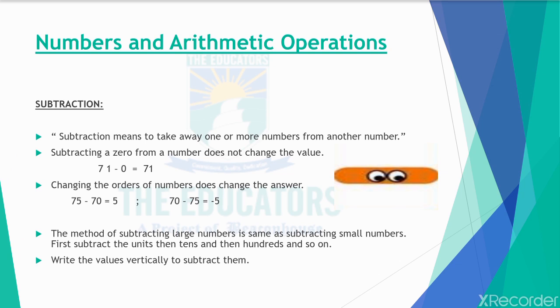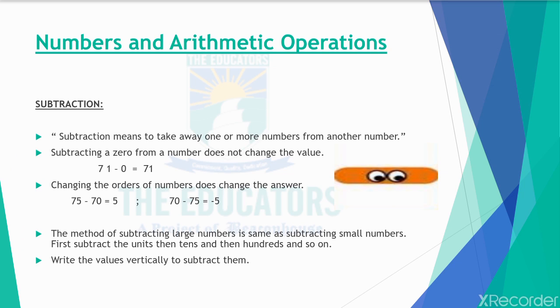When we subtract one number from another number, it means we are lessening the value of that number. Now another thing, we all know that 0 has no value. When we subtract 0 from a number, it doesn't change its value. The value of that number remains the same.